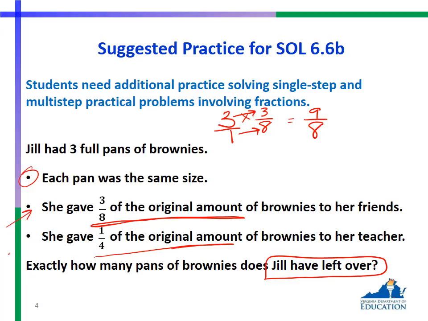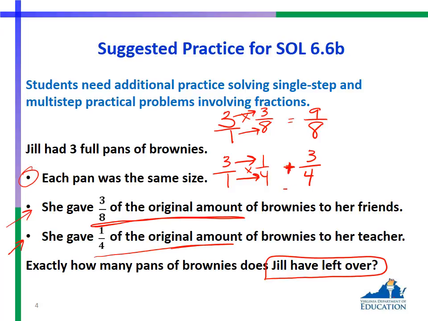Because the next step is we have to figure out how much she gave to her teacher. So out of those 3 pans of brownies, I'm just going to automatically write it as 3 over 1. She gave 1/4 away to her teacher. And when we multiply across, she gave away 3/4. We have to figure out how much Jill has left over. And so what I'm going to do now is add 9/8 plus 3/4.